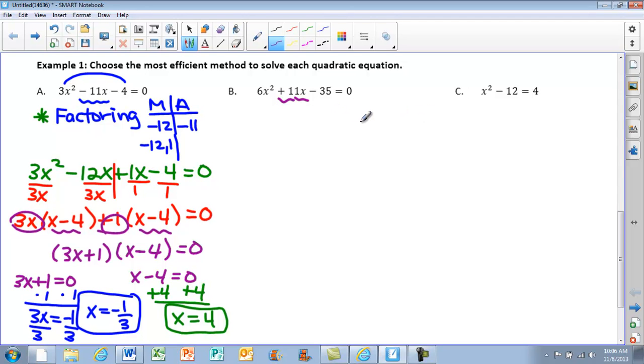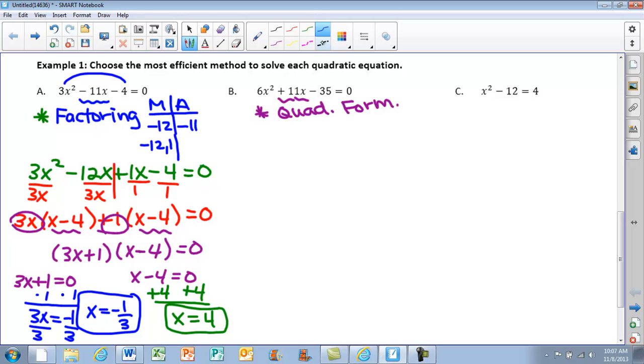We're down to factoring or quadratic formula. Well, I don't know about you guys, but if we tried to go through and use the AC method, we would need two numbers we can multiply to equal 6 times negative 35, and then add to an 11x. By the time you guys figured out all those factors, it would probably be a lot quicker for you to use the quadratic formula, because this is not going to be factored very easily.